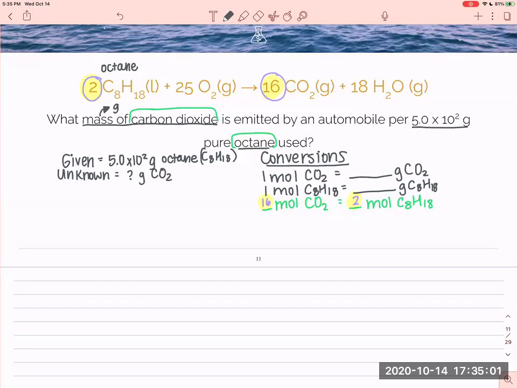Okay, so let's just make sure we have our conversions before we even do the math: our mole ratio, our molar masses.